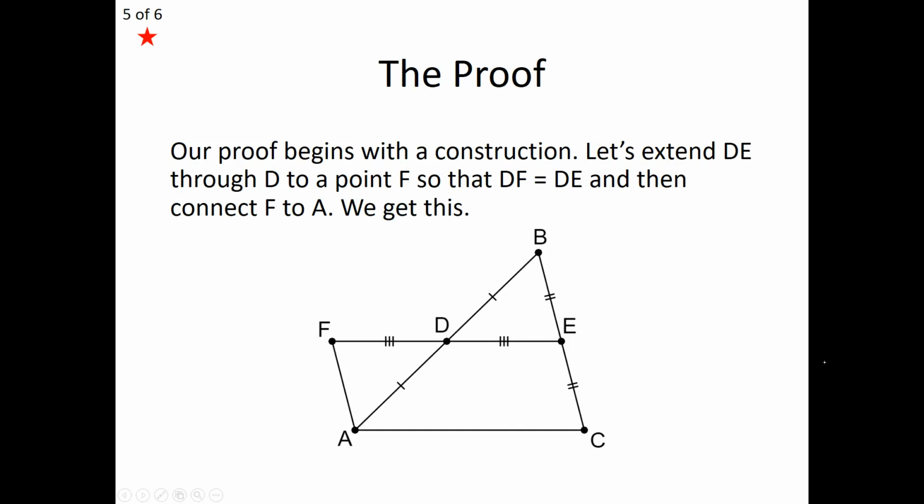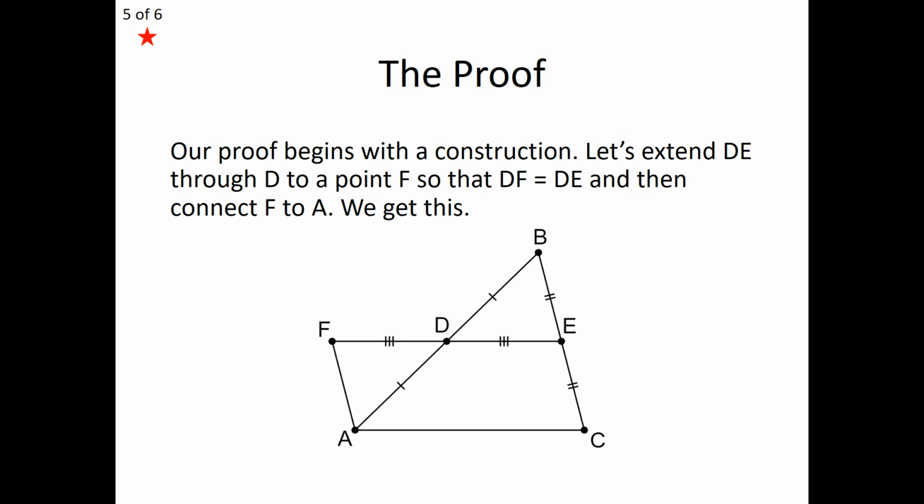The construction begins with taking the midsegment DE and measuring it. We're allowed to do that with the ruler postulate. So we measure the length of DE, and we extend our segment DE through point D to a point F, such that the length of DF is the same length as DE. In other words, DF is equal to DE. I've marked those as equal on our diagram as well. Then lastly, we connect point F to point A, and we get this. So we've adjusted our diagram a bit with this new construction.